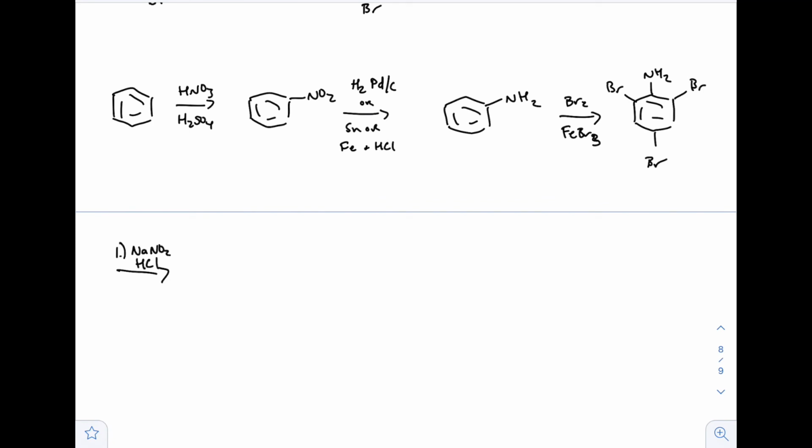Then, of course, we take that amine, we hit it with some sodium nitrite, HCl. That gives us our diazo compound. And then we hit that with hypophosphorus acid. That basically switches out where that nitrogen was for a proton or a hydrogen, and you get your tribromobenzene. So that's all she wrote.